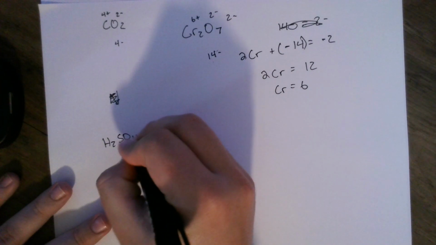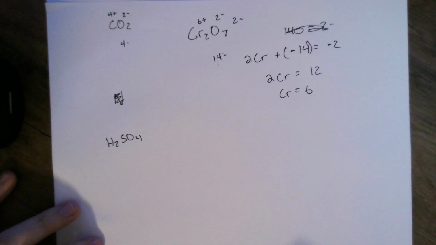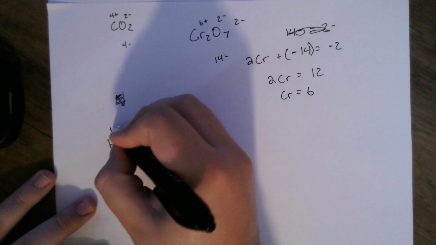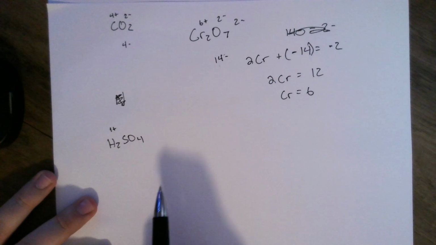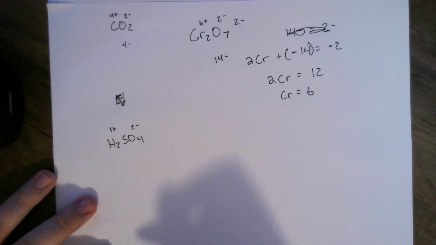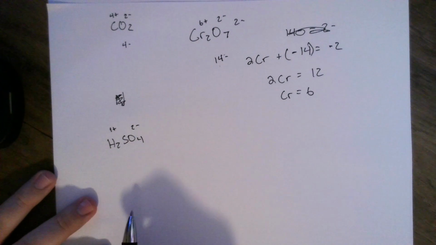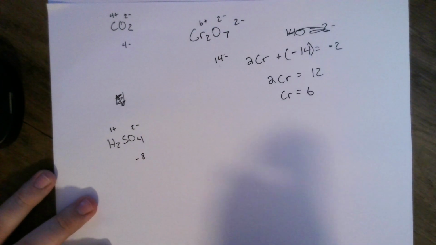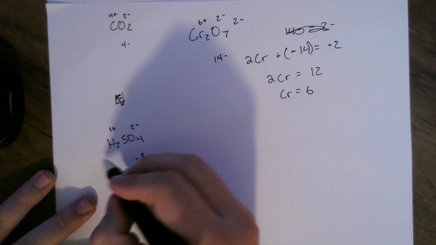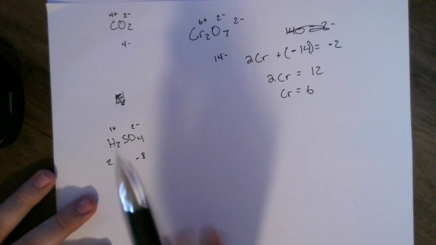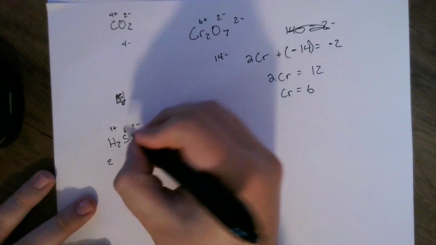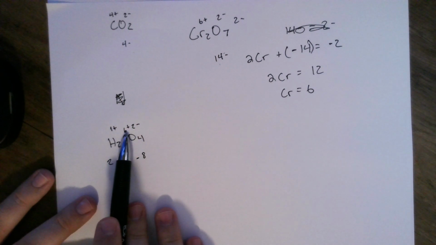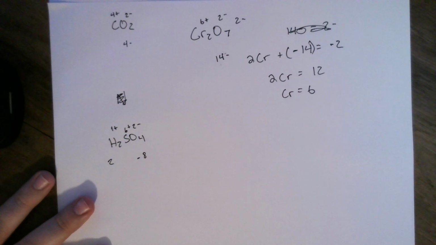Next, H2SO4. Need to figure this out. H is always 1 plus. Oxygen's always 2 minus. I need to figure out what sulfur is. It needs to equal 0 because there's no charge here. So this is minus 8, 2 times 4. This is 2. To make this equal out, sulfur must be 6 plus. So if I add up 1 plus plus 1 plus plus 6 plus minus 8, it equals 0.